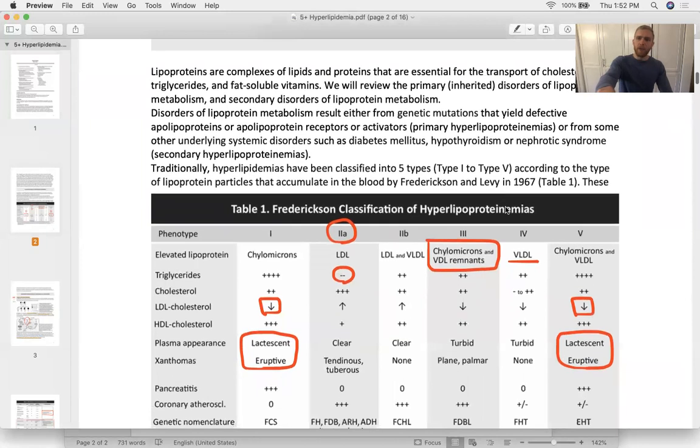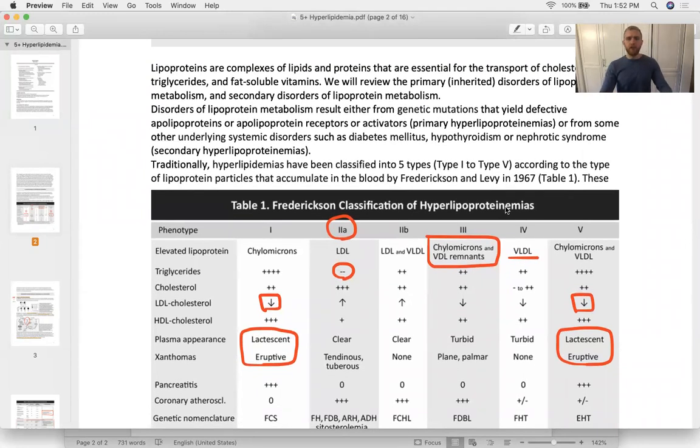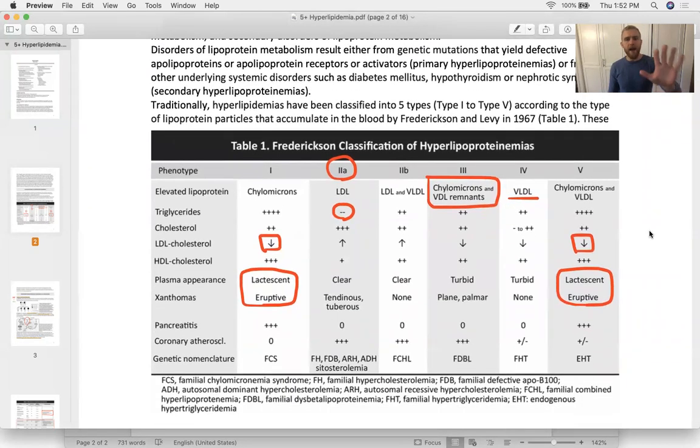Right off the bat, we get into the Fredrickson classification of hyperlipoproteinemias, and there are 5 categories. One has a subcategory within the Fredrickson classification. What's important to know is that type 1s and 5s are similar. They'll present with lowered LDL cholesterol, and they are associated with eruptive xanthomas.